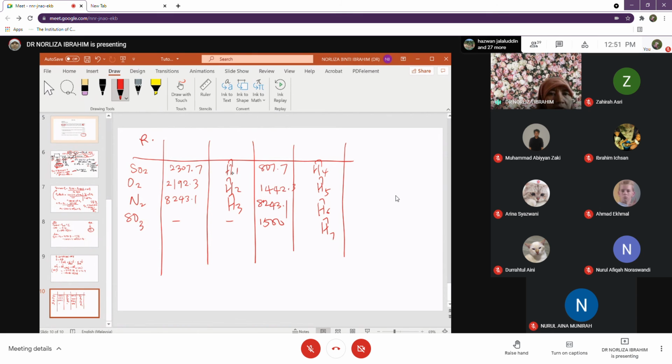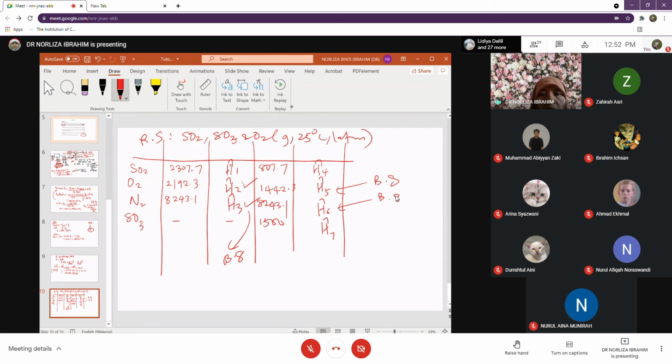Okay, now the reference state here is SO2, SO3, and oxygen gas at 25 degrees C, 1 atm. Because this is heat of reaction, the reactant and product are your reference state. So you need to calculate H1, H2, H3 from table B8. This is from table B8 because it is gas at 25 degrees C. This is also table B8.